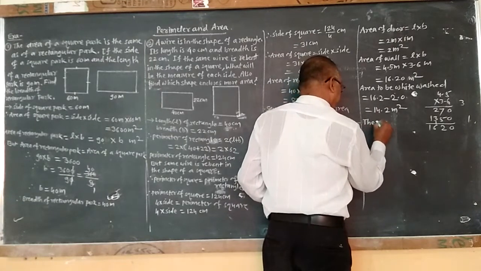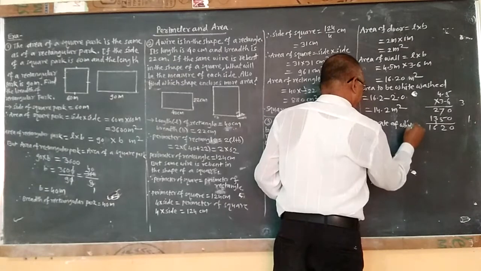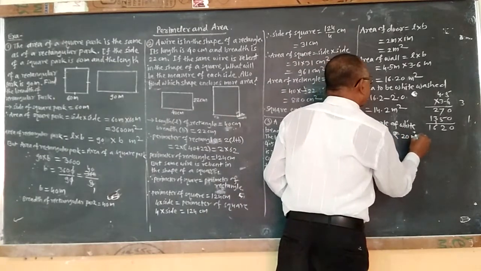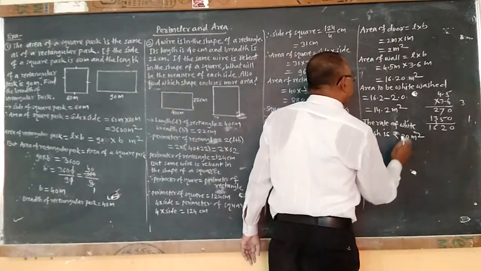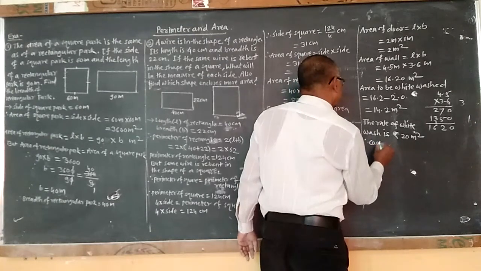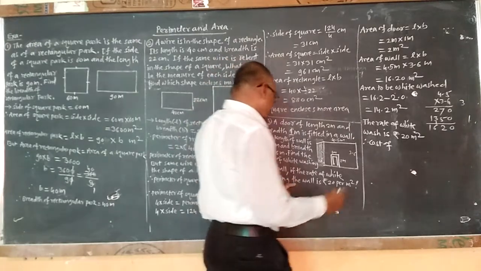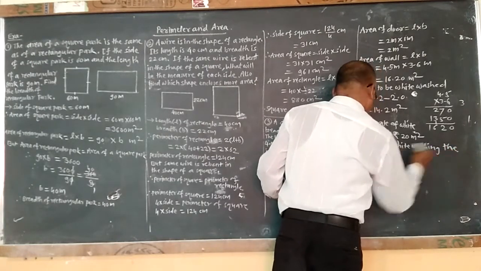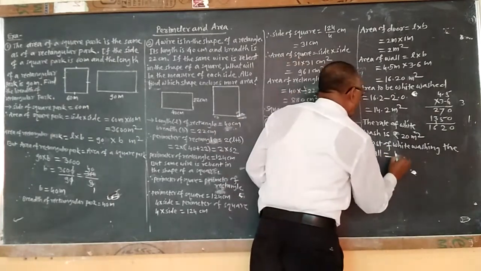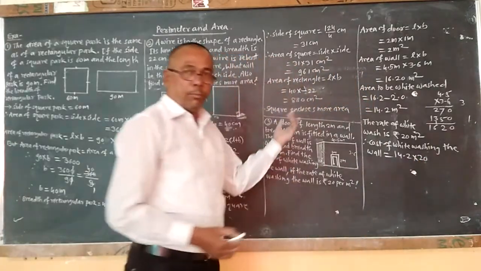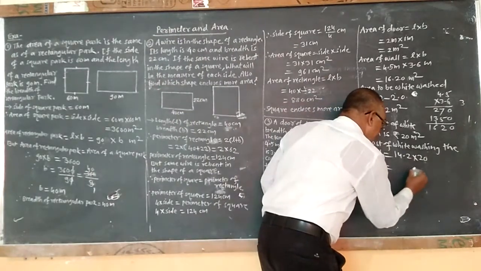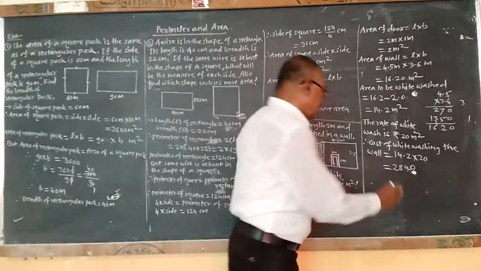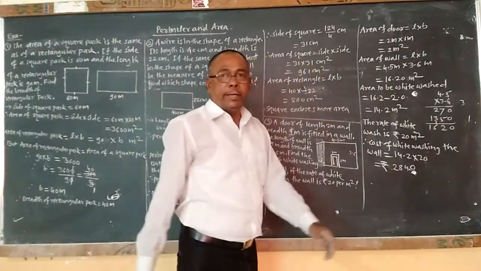Here the rate of whitewash is rupees 20 per meter square, and therefore the cost of whitewashing the wall is equal to 14.2 into 20, and that will be 284 rupees.